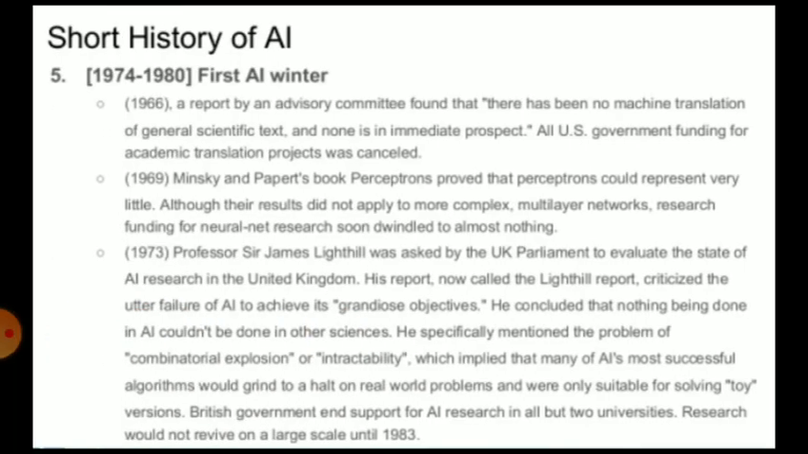Then 1974 to 1980, the first AI winter. The period between the years 1974 to 1980 was known as the first AI winter. In this period, scientists faced issues of severe shortages of funding from the government for AI researchers. In this period, interest and publicity on artificial intelligence decreased.